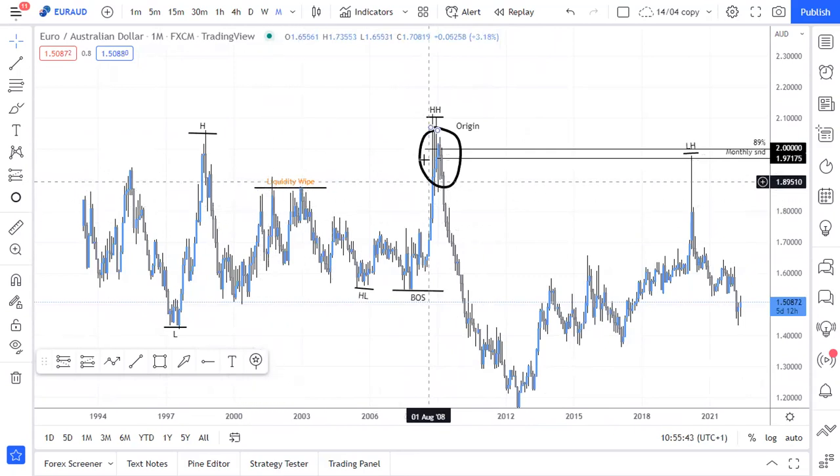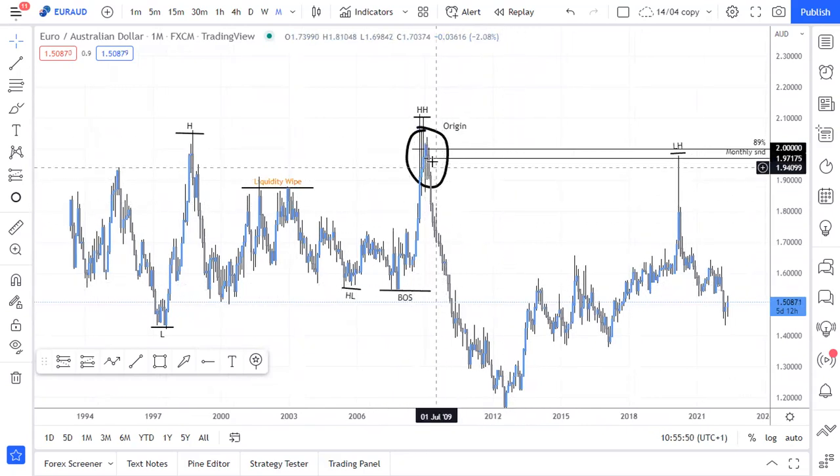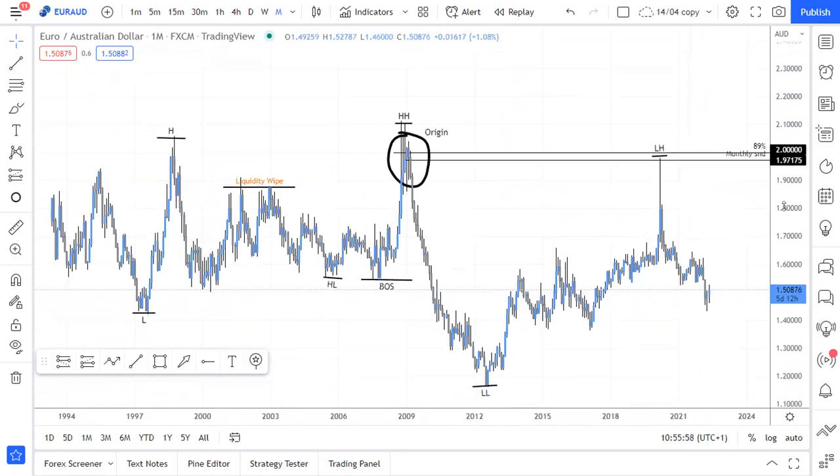So once we know we've got our liquidity wipe, this is a general good place that we could then return to. Like I said earlier, because this is where the banks have pushed up, they want to close all these positions off before they carry on with their sells.